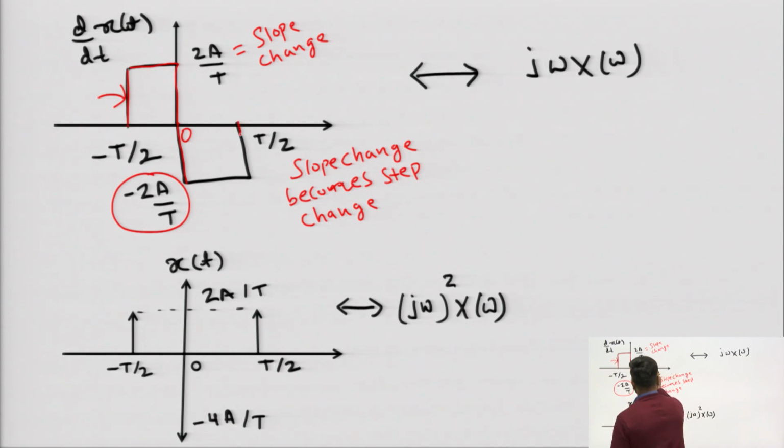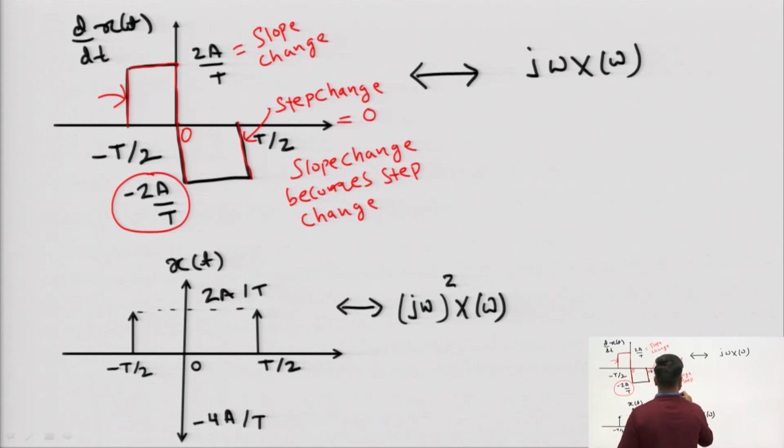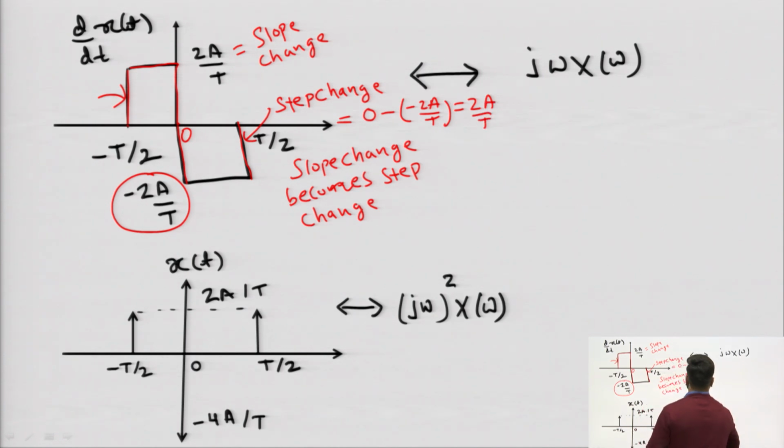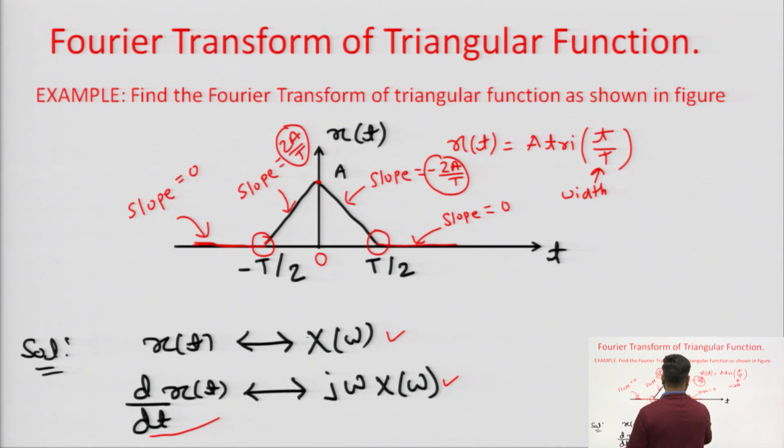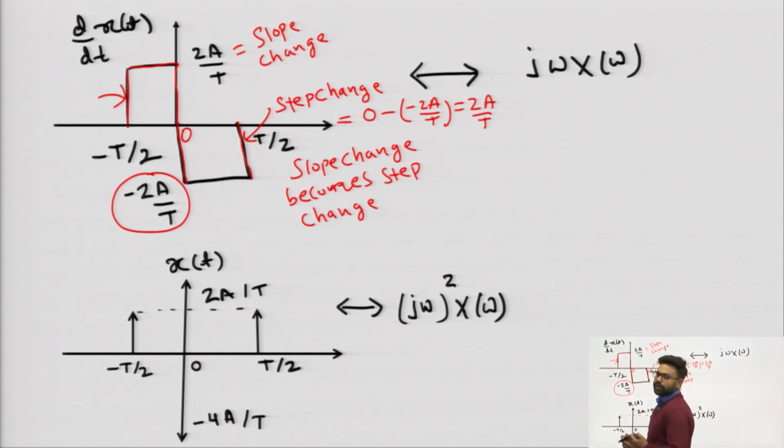So, there will be a step change of 0, slope was 0 minus 2a by t. So, it will come out 2a by t. So, this is going to be the next step value at t by 2, slope becomes 0 to minus 2a by t. So, this is how we obtain the differentiation of any triangular function.